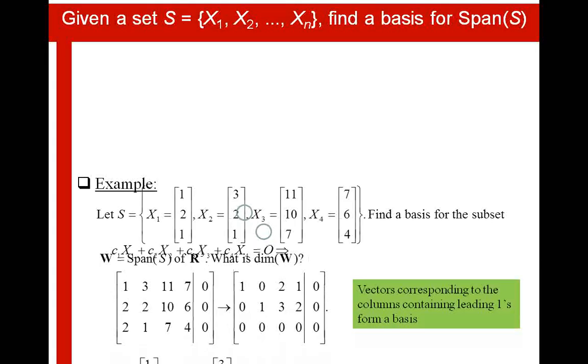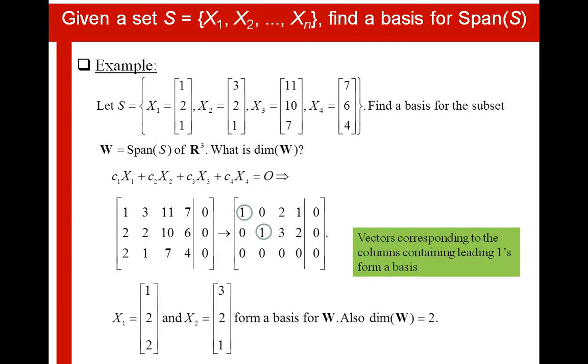Example: let S be equal to x1, which is a vector that has the components 1, 2, 1. x2 has the components 3, 2, 1. x3 has components 11, 10, 7. x4 is 7, 6, 4. Find a basis for the subset W equals span S of R3. What is the dimension of W? So this question is in two parts. One, we have to find a basis for the subset W, and the second part of the question, we need to find the dimension of this subset.